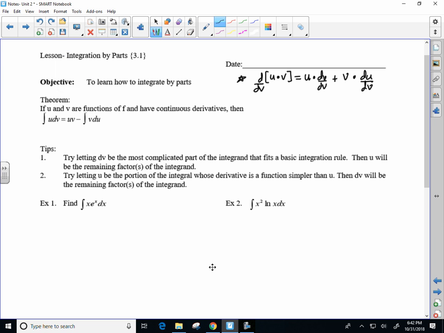a product within the integral in such a way that one of the factors is not in any way, shape, or form the derivative of the other factor, then integration by parts might be an appropriate approach. Okay? So we have x and we have e to the x. I can't use reverse power rule. I can't just take the e to the x as my antiderivative. That's not going to fly.